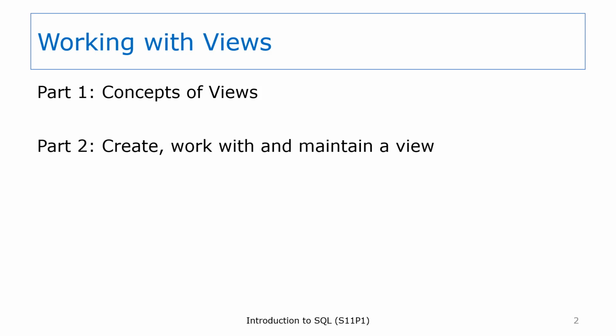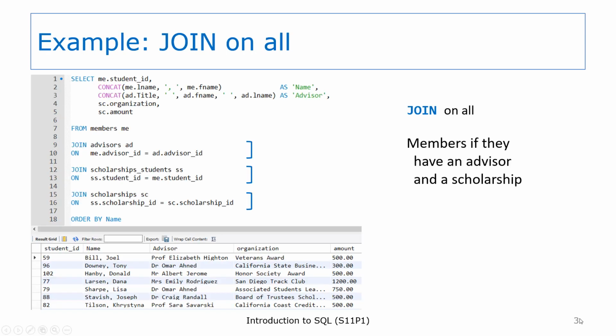In Part 2, we'll go over the steps that you'll use to create, work with, and maintain views in a database. To get started, let's review this join that was shown in the previous session. This join is in the college database. It is used to get a list of students who have an advisor and who have been awarded a scholarship.